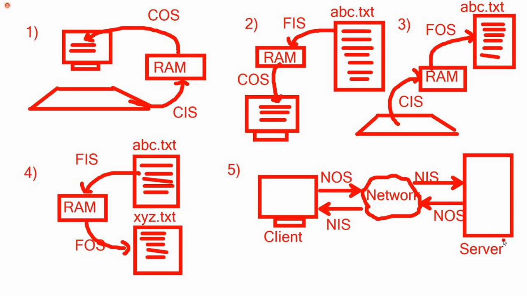Total 5 combinations are there. Okay. Here console input stream, console output stream. Here file input stream, console output stream. Here console input stream, file output stream. Here file input stream, file output stream. Network input stream, network output stream.